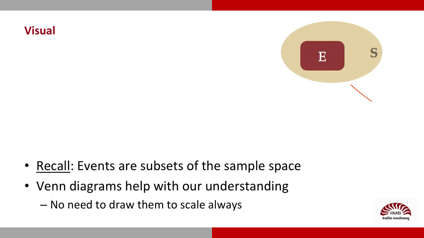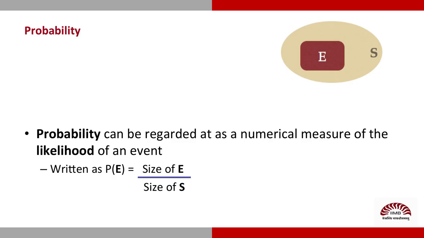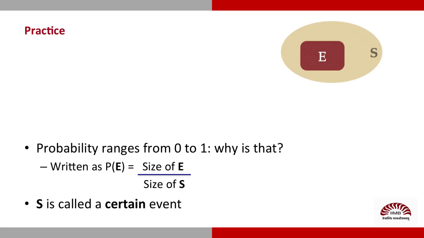The sample space S is the external shape. Inside it is an event E, which is any subset of our sample space. We are ready to define probability for this event. It's written as P of E and is simply the size of E over the size of S. Let's get some practice. The largest subset of S is itself. We call that a certain event.